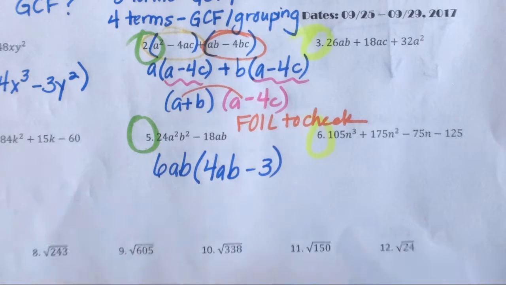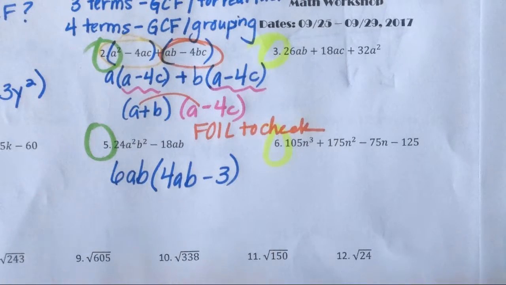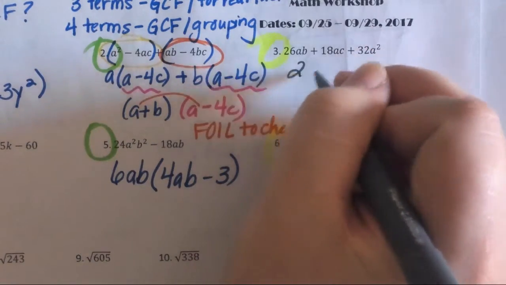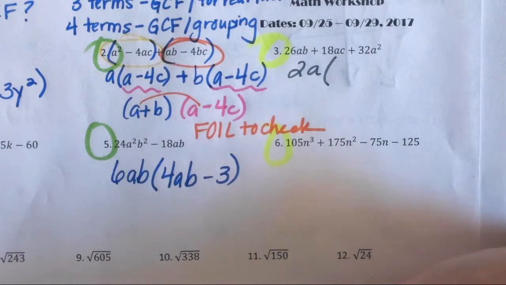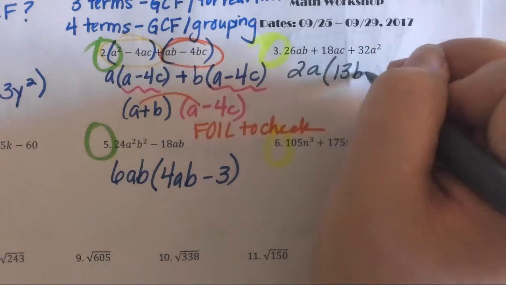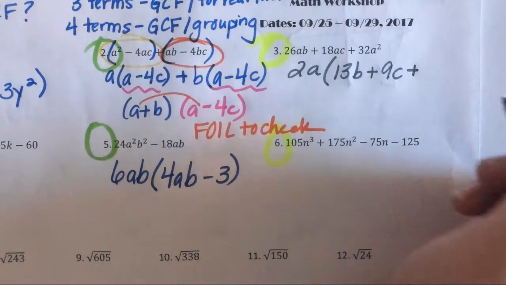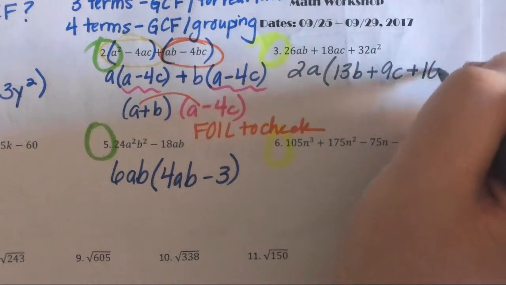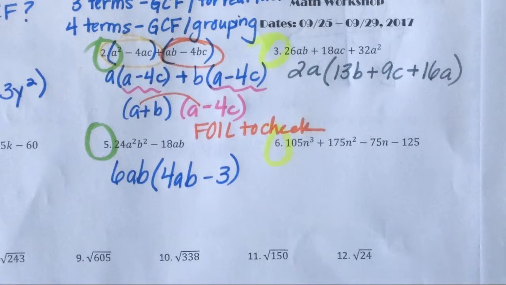Okay, so number 3, it's got 3 terms. Is there a GCF I can pull out? So I pull out a 2A. What am I left with? 13B, and then what? And then what? Eduardo, you can have a point for that.